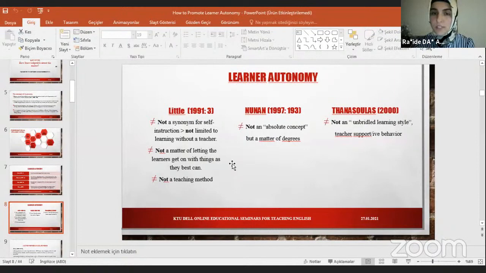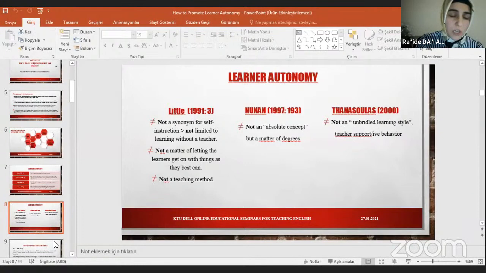So it's a matter of degree. So we can say that full autonomous or semi-autonomous. So we have such kind of concepts as well. When you read the literature, you will see that. And another important point here is, as well, learner autonomy is not an unbridled learning style. It means teacher support is necessary, or teacher supportive behaviors are necessary for your learners to become autonomous learners.